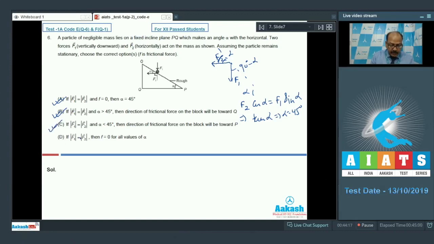Let's look at option D now. It says if mod F1 equals mod F2, then F is 0 for all values of alpha. This is clearly incorrect. So for question 6, options A, B and C are correct. Let's go to the next question now.